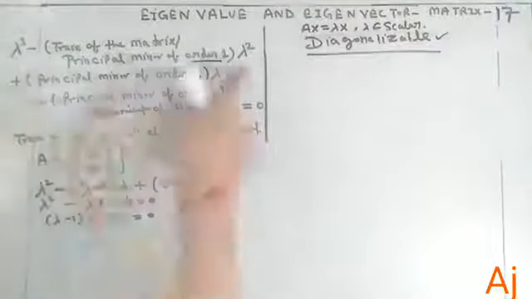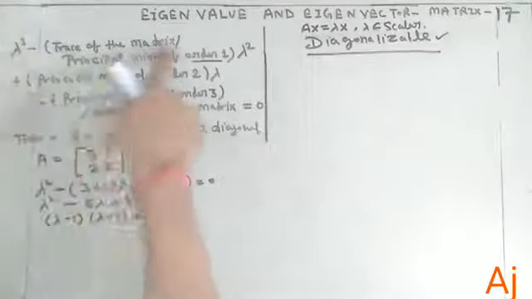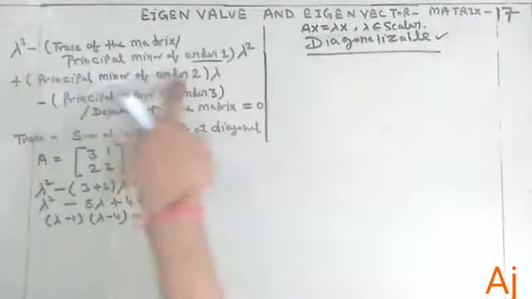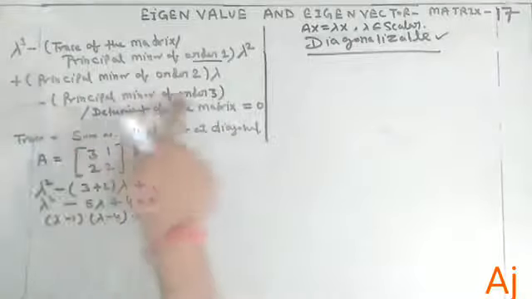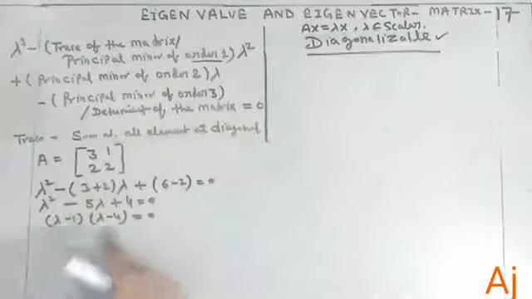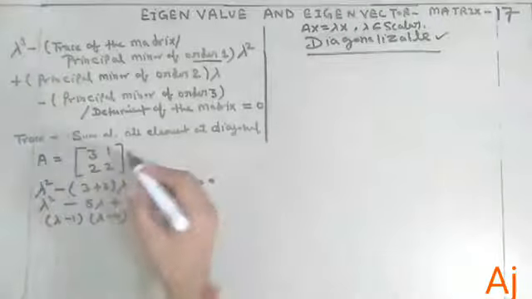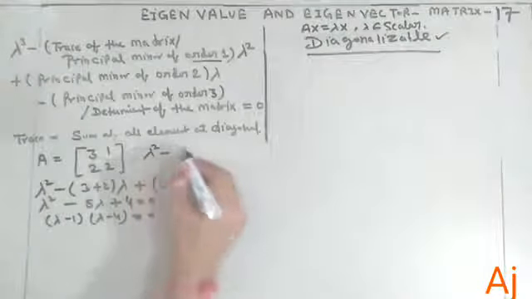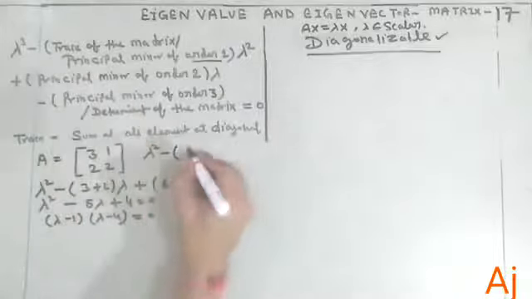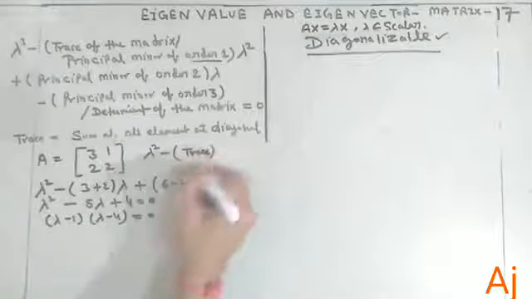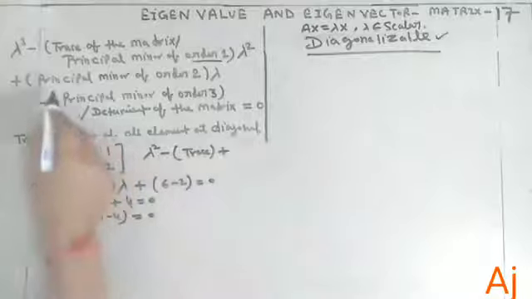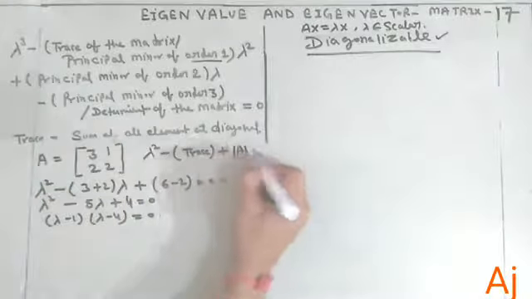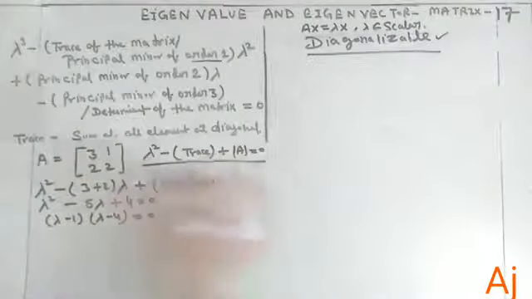So this is for a 3 by 3 matrix. What we have written: lambda cube, trace of the matrix, lambda square, principal minor of order 2, lambda, principal minor of order 3 is equal to 0. For 2 by 2, we have just taken this example. So what will you do? Lambda square minus principal minor of order 1, it means the trace, and plus principal minor of order 2, it means the determinant. For a 2 by 2 matrix you will use this formula.